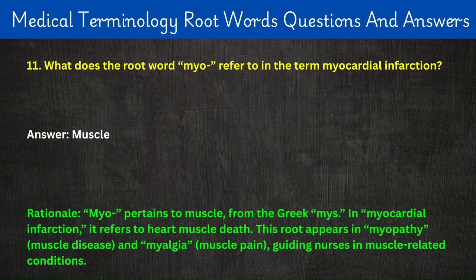11. What does the root word myo- refer to in the term myocardial infarction? Answer: muscle. Rationale: Myo- pertains to muscle, from the Greek mys. In myocardial infarction, it refers to heart muscle death. This root appears in myopathy, muscle disease, and myalgia, muscle pain, guiding nurses in muscle-related conditions.